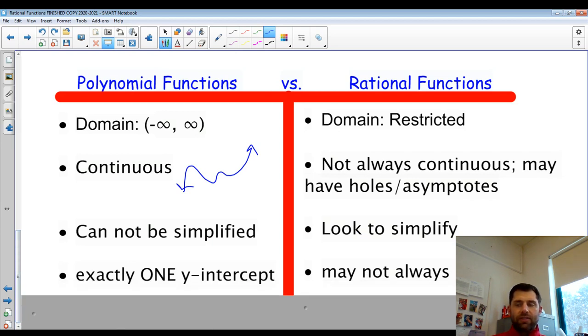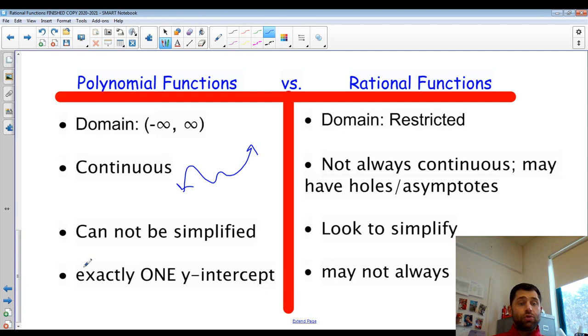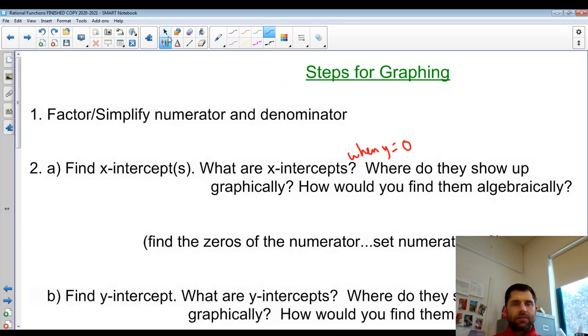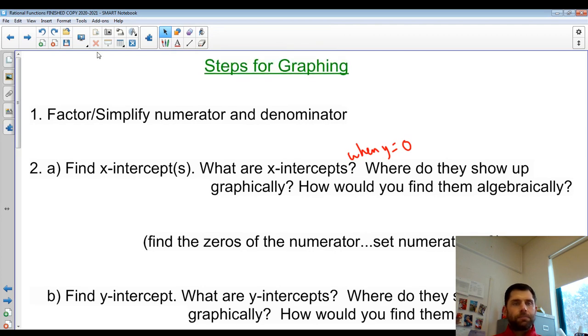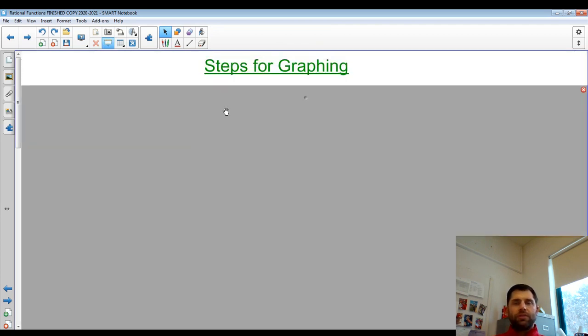Polynomial functions do have exactly one y-intercept, and rational functions may not always have one. So if x equals 0, where that y-intercept occurs, if there's a hole or an asymptote there, then this graph may not have a y-intercept. So I'm going to get through some of these notes. We may or may not finish everything to get ready for next class, but we're going to get a head start on it. So here's what we need to do when we graph.